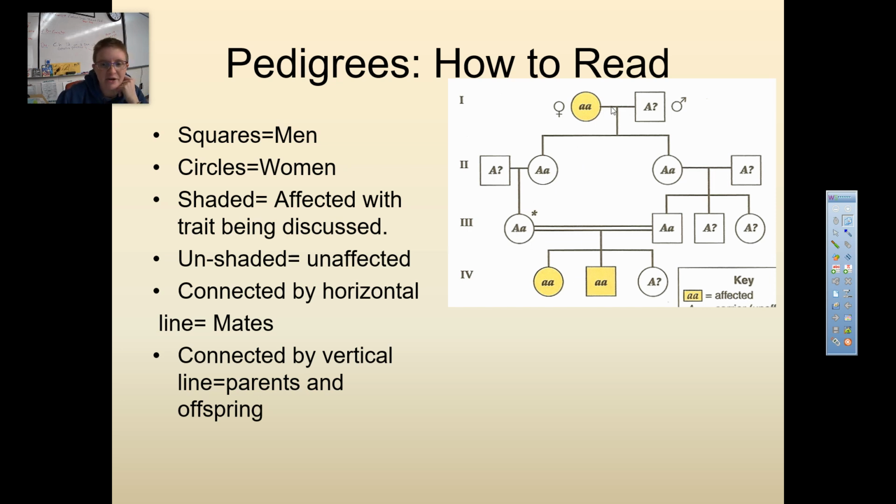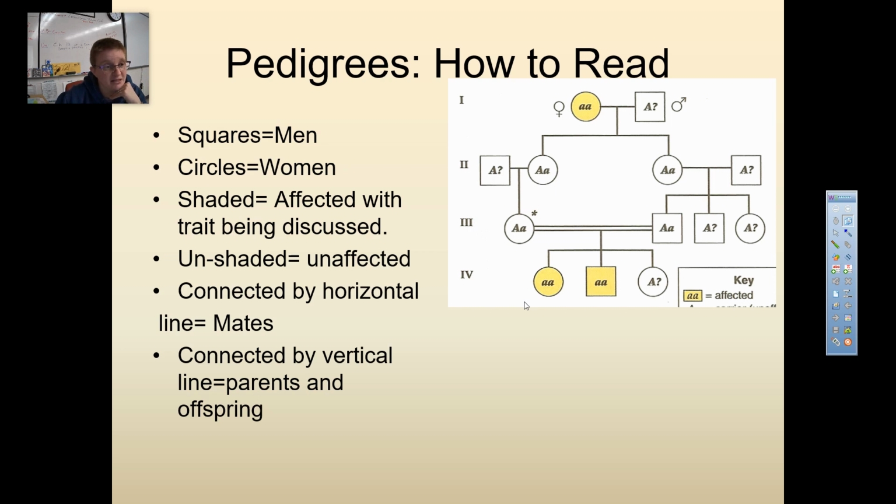If they're connected by horizontal lines, that means they're mates. So we're connected by a horizontal line, meaning we mated together. It doesn't necessarily mean they're married. This is not a legal document of any kind, but they are biologically mates. They had these girls as children, and these two had these children. And if you're connected by a vertical line, that means you are parents and offspring. So here's a vertical line: here's the parents and here's the offspring. Vertical line, parents, offspring. Okay?